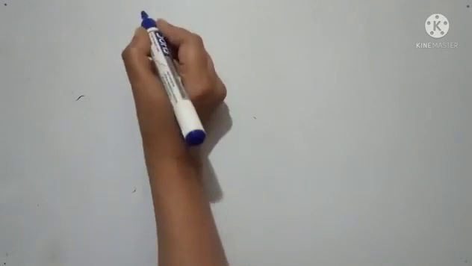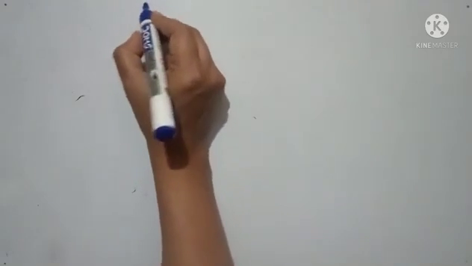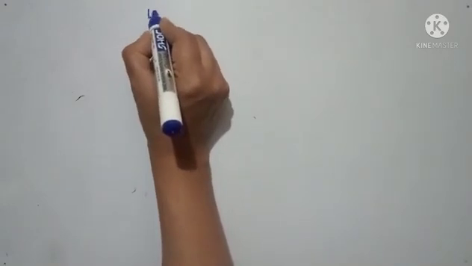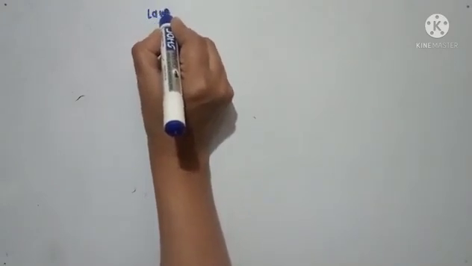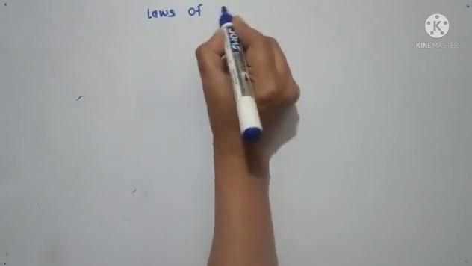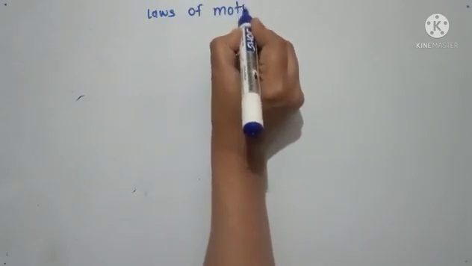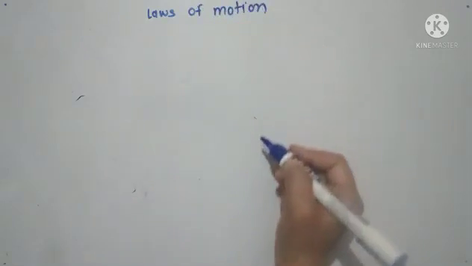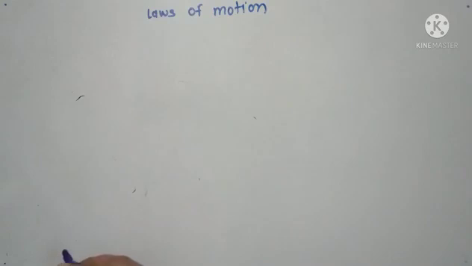So we have started with unit 1, and in that unit 1 we have seen the first part as vectors and the second part as differential equations, ordinary differential equations, and now we are going to start with the third part of unit 1, which is laws of motion. So Newton's laws of motion we are going to study.